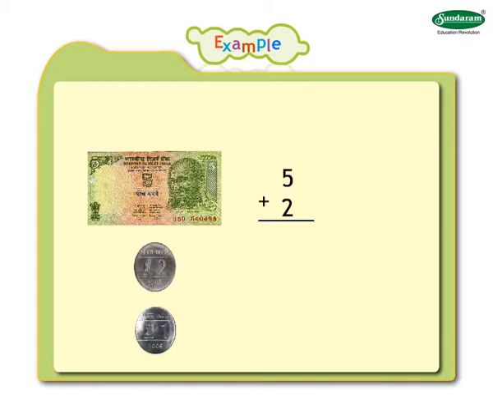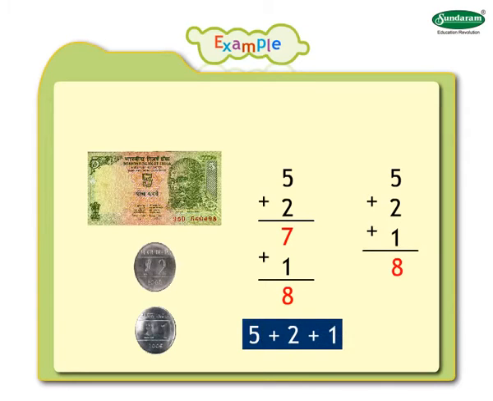Now first add 5 plus 2 equal to 7. Now the remaining 1 rupee should be added to 7. That is 7 plus 1 is equal to 8. Hence, now taking all together, 5 plus 2 plus 1 is equal to 8. The answer is 5 plus 2 plus 1 is equal to rupees 8.